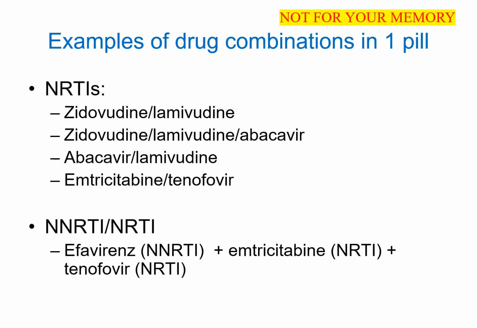And this is not for your memory, but you've guessed so far that a patient with HIV is going to take several drugs together. So the drug companies try to combine drugs into one pill so that this improves compliance. And when you have better compliance, you have less resistance.